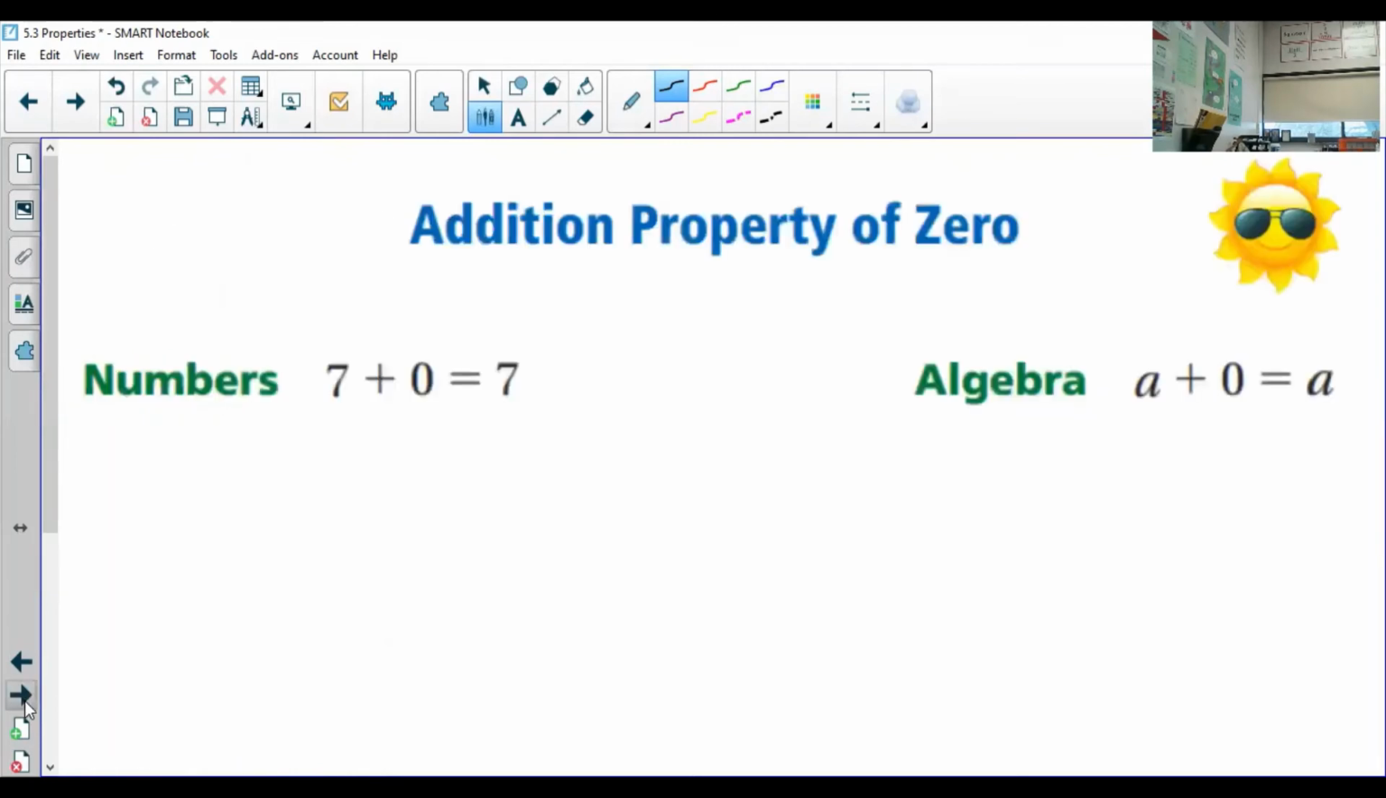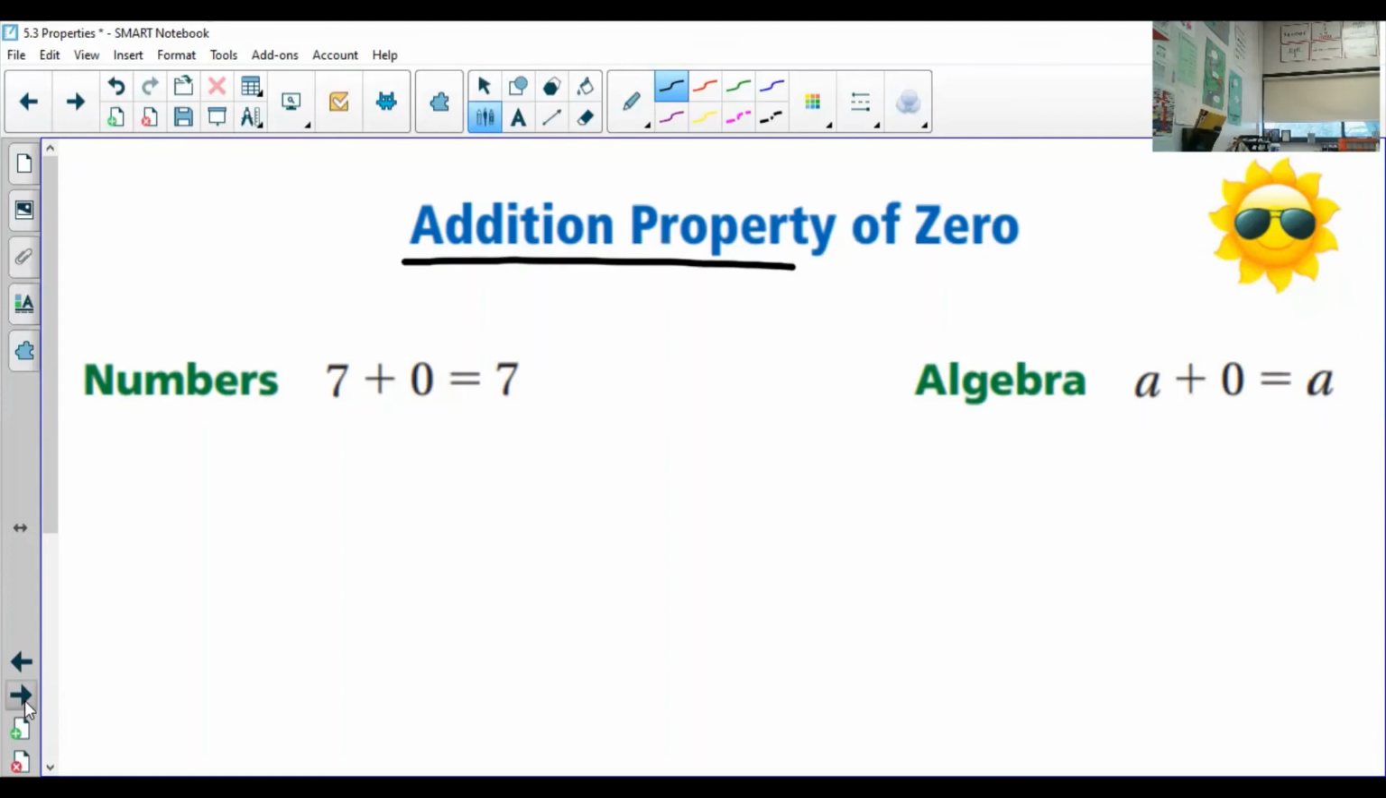Okay, now the next property that we're going to do is the property of 0. And the property of zero, addition property of zero is that if you take any number plus zero, it's going to be the same number, right? 7 plus 0 is 7. 800 plus 0 is 800. And the same thing works with algebra. If you have an a plus 0, it's still going to be just a.